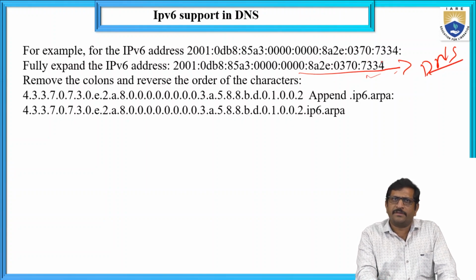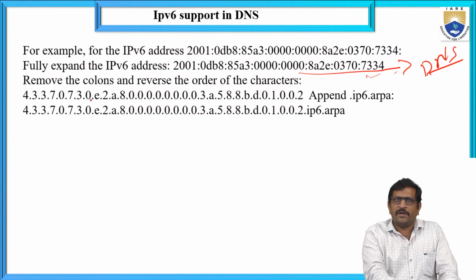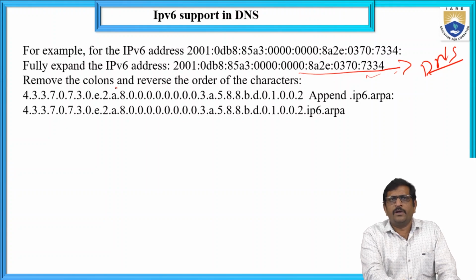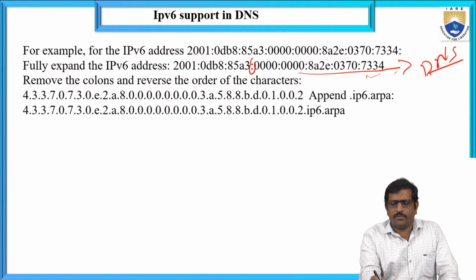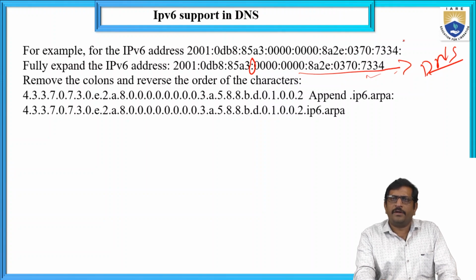Now, if you reverse this for the DNS, we have to follow some steps. First, we have to remove the colons. Whatever colons we have specified in IPv6, we have to remove them, and then reverse the order of the characters. Once you do that, you get the reverse DNS address.